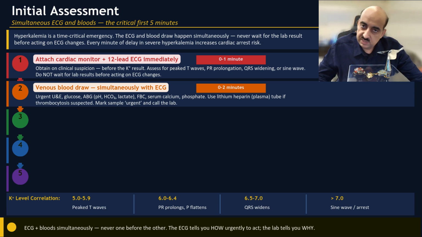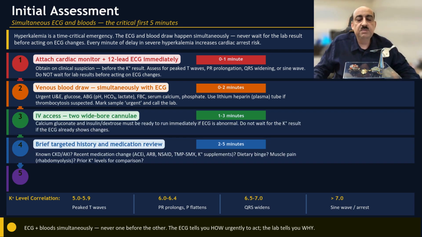Step number 2, which is again simultaneous with step 1, get a venous access, which means a secure IV access, ideally a wide bore large cannula, and get all the bloods done: full blood count, renal function, metabolic chemistry, electrolytes, but most importantly an urgent VBG, a venous blood gas, which can give a wealth of information including acid base status and lactate.